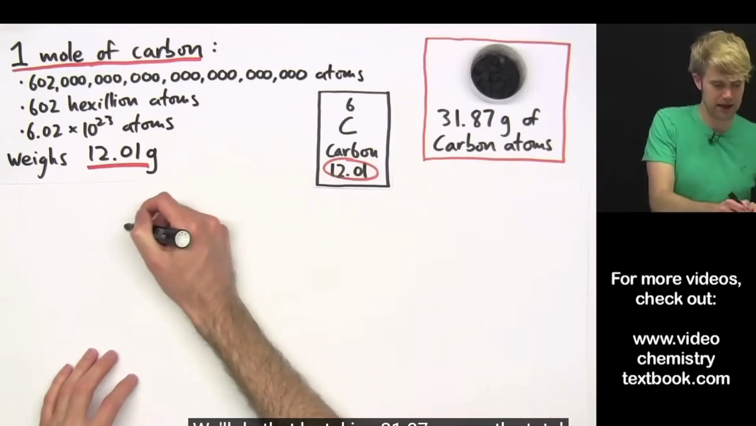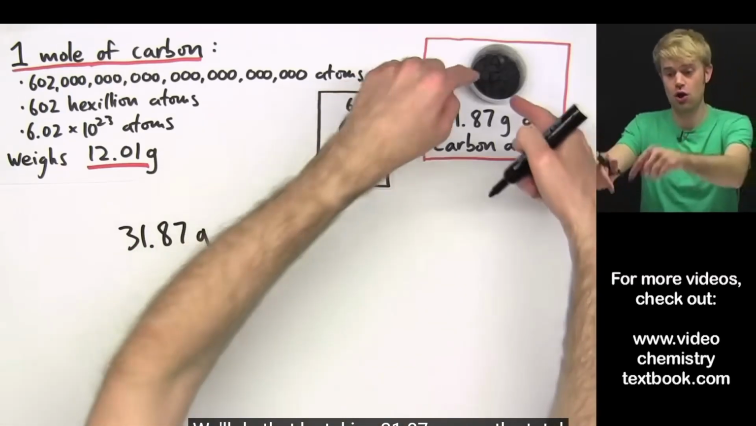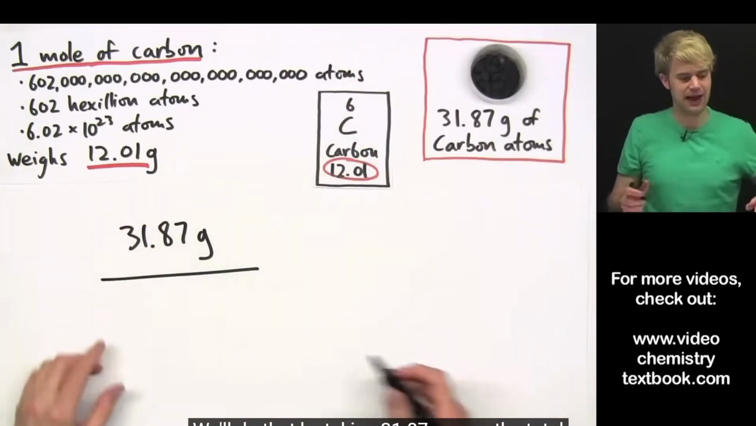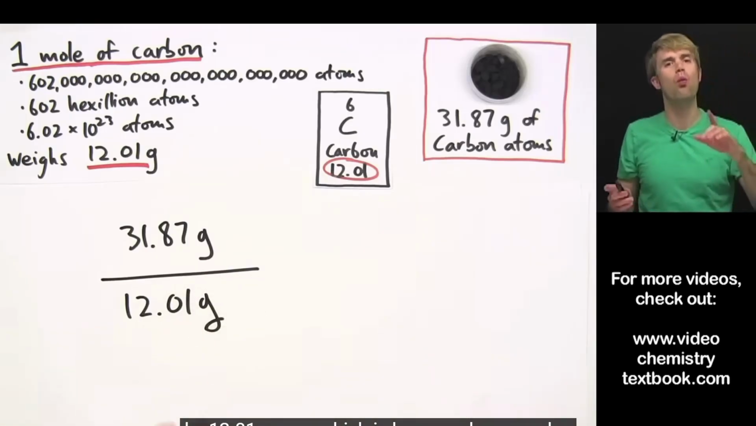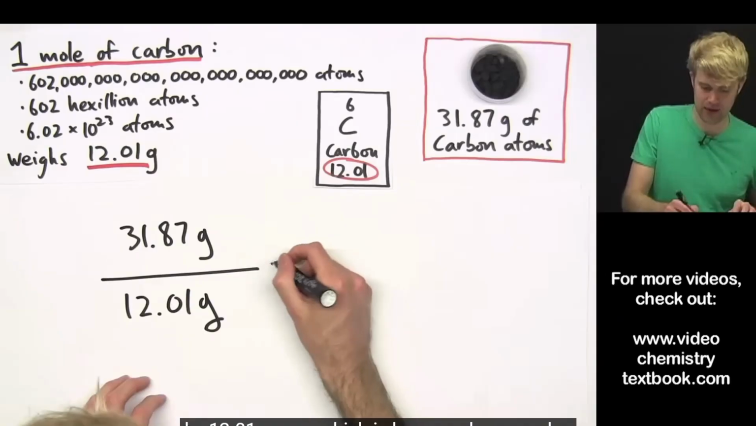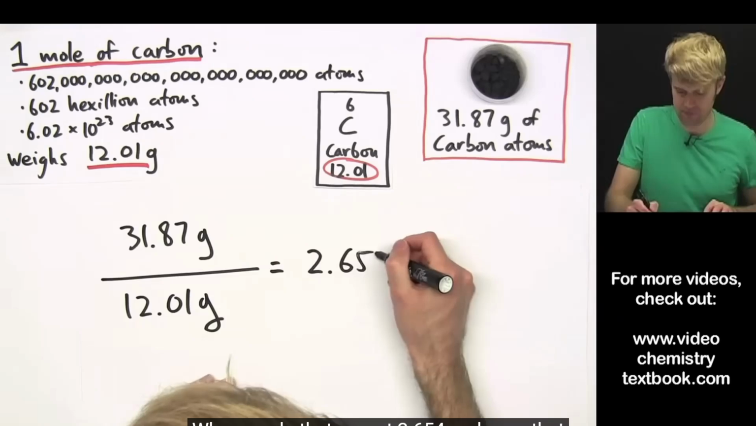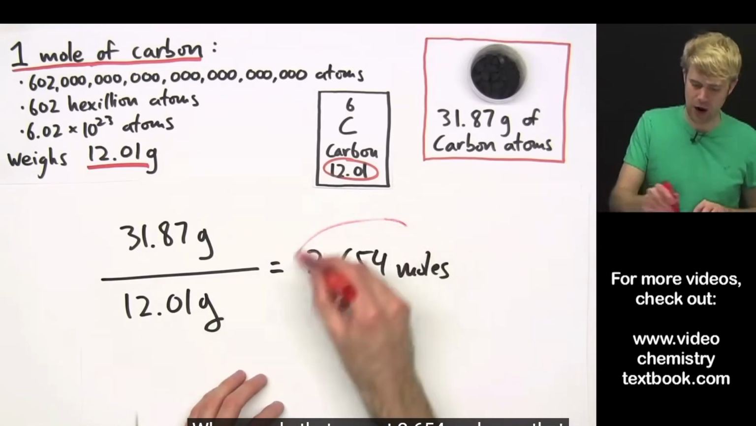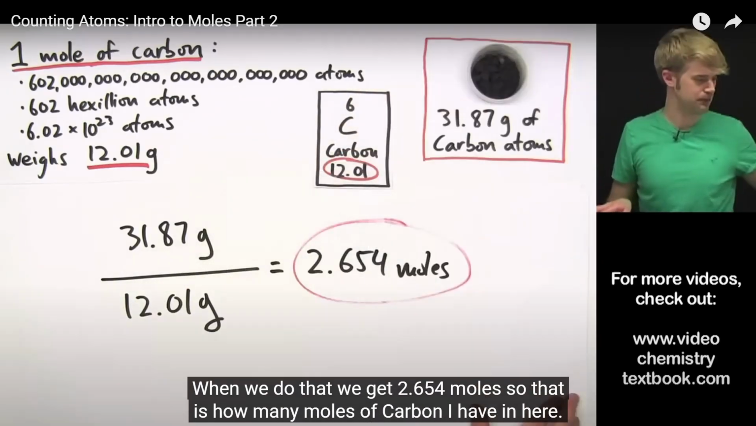We'll do that by taking 31.87 grams, the total mass of carbon atoms here, and divide that by 12.01 grams, which is how much 1 mole weighs. And when we do that, we get 2.654 moles. So that is how many moles of carbon I have in here. Okay, so you can fill that in.